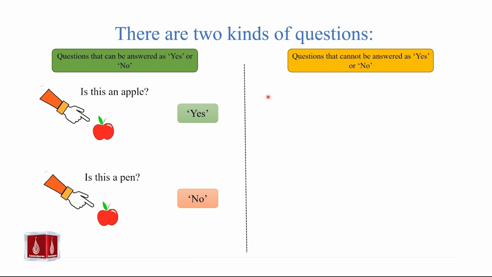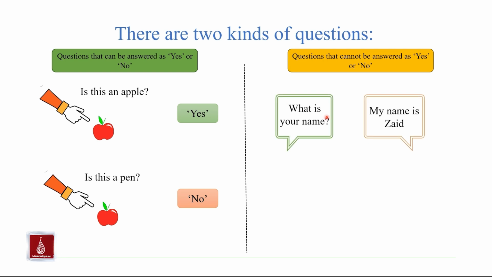In contrast, we have questions such as, what is your name? This is not a question that you can answer with yes or no. The answer will be, my name is Zaid, or my name is Fatima. So there are certain questions that you can answer with yes or no, and then there are questions that you cannot answer as yes or no.